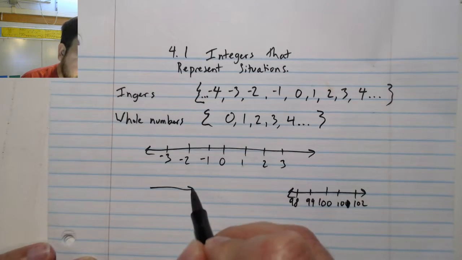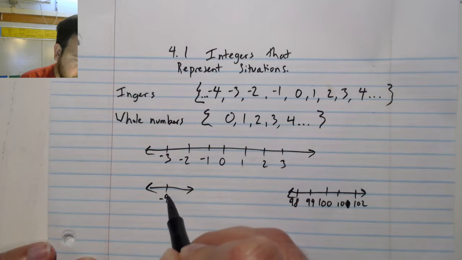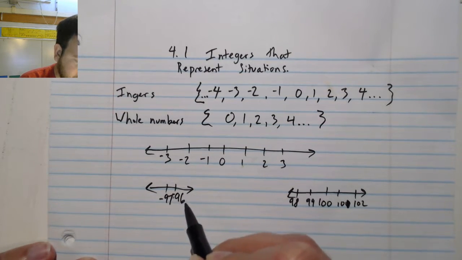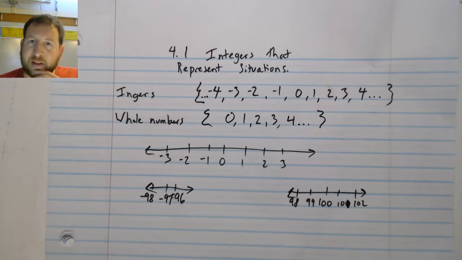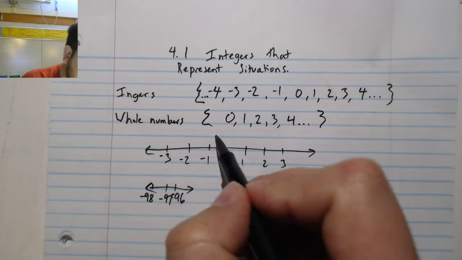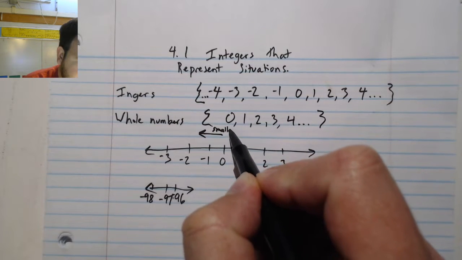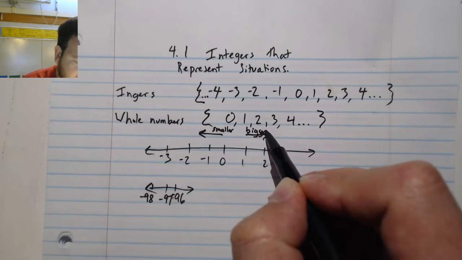I can also build a little number line that would go like this: -97, -96, -98. The only key to my number line that stays consistent no matter where I'm at is if I go this direction, it gets smaller. And if I go this direction, it gets bigger.